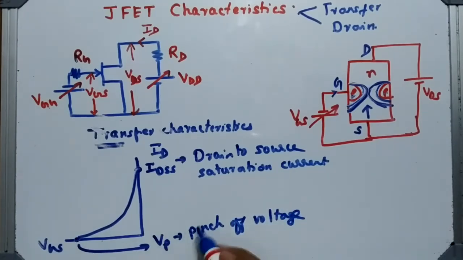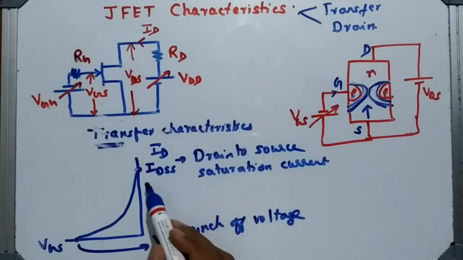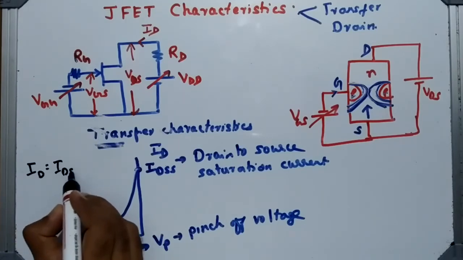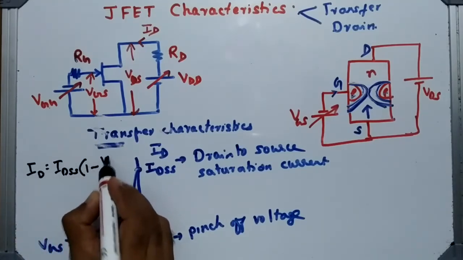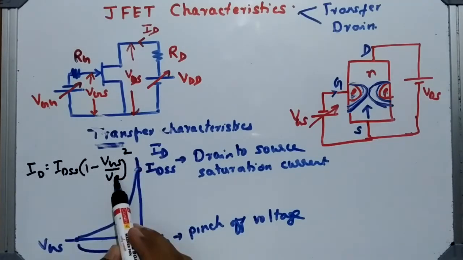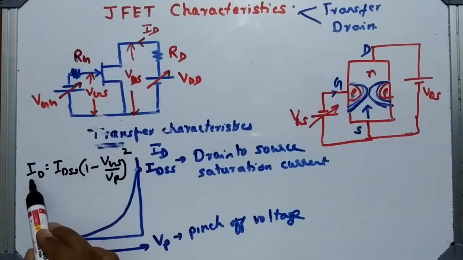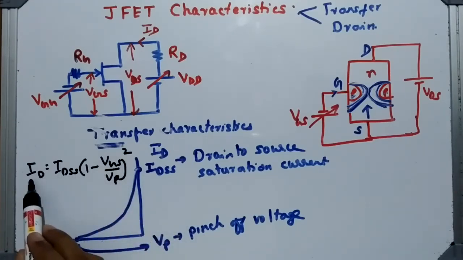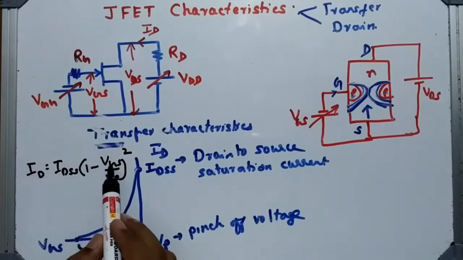Now, VP is a constant for a given JFET, and IDSS also. So, IDSS and VP are constant, and the equation of this curve will be ID is equal to IDSS into (1 minus VGS divided by VP) whole square. VP and IDSS are constant and ID depends on VGS. So the input voltage decides the output current, or output current depends on the input voltage.